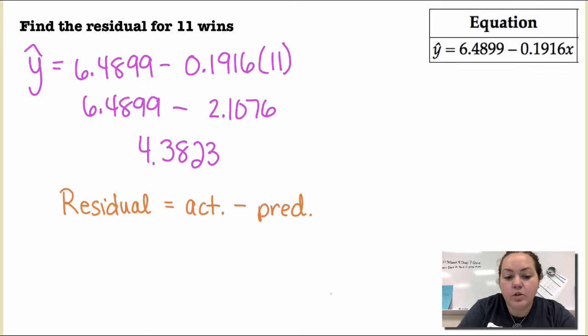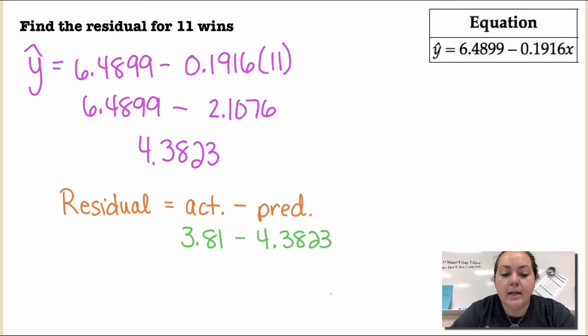My actual earned run average for 11 wins was 3.81. I got that from the table that had my original x and y values where my ordered pairs were. Actual minus predicted is how I'll get my residual. When I subtract, I get negative 0.5723 as my residual.